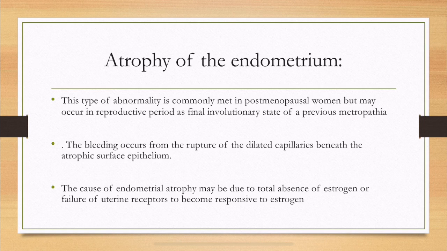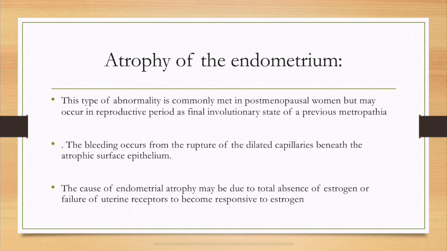Atrophy can also result from disuse of the uterus, when the woman is not using the uterus either for implantation or menses is not happening. Nothing is happening in postmenopausal women. The uterus is not in use. So this type of abnormality, atrophy of the endometrium, is common in postmenopausal women, but it can occur in the reproductive period.